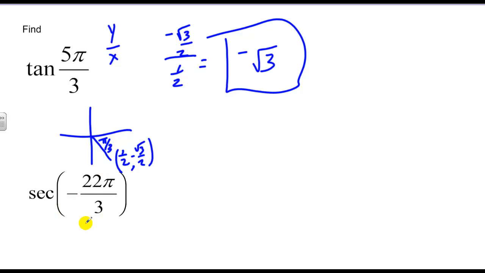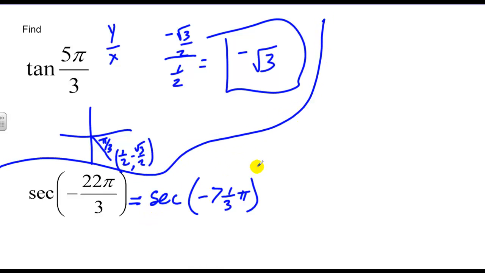Secant negative 22 pi over 3. Now, what I do when I get measures way over like 2 pi that I can't really count out in my head is I'll reduce these to a mixed number. So this is like secant of negative 7 1/3 pi. Now, the question is, where is 7 1/3 pi? Well, let's do this.